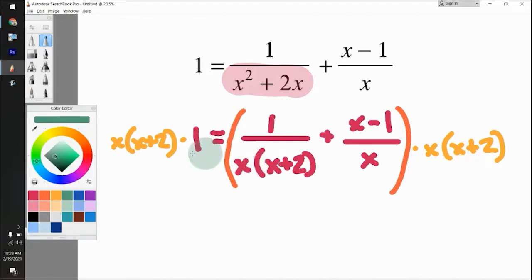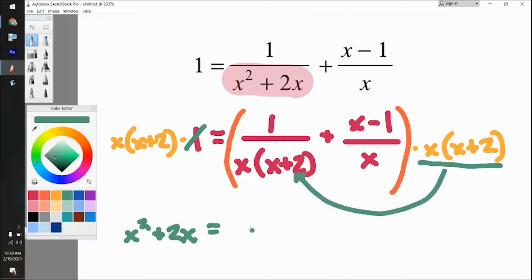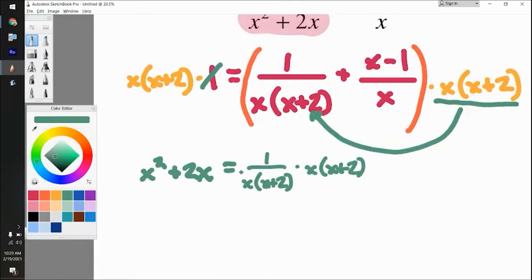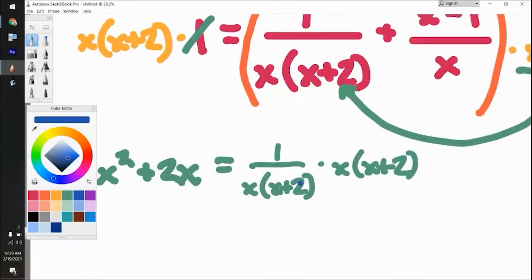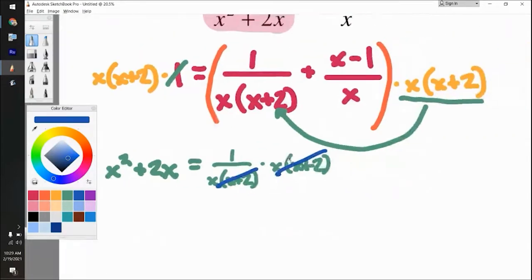So let's do this here. This one is just times 1. That 1 is meaningless. So you're just going to end up with x squared plus 2x here equals. Now we're going to distribute this yellow right here to this first one. So it's going to be 1 over x times x plus 2, times that yellow, which is x times x plus 2. Now watch this. Because we multiplied by that denominator, watch what happens to the fraction. No more fraction. Great.